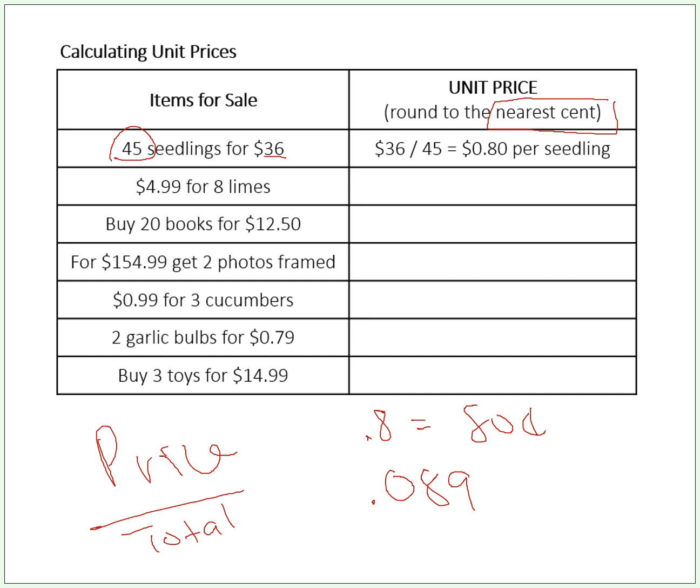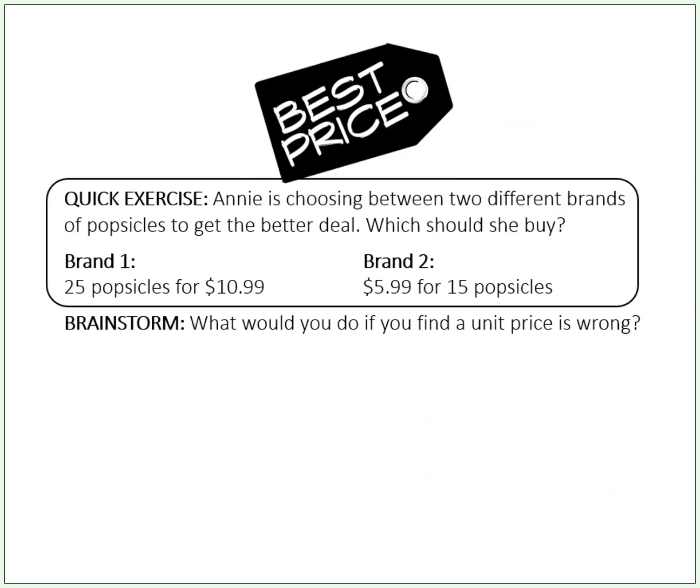0.089, this would become 9 cents. It would round up to 0.09. So just round it because we're dealing with money to 2 decimal places. And complete your chart, price divided by total number of units. There's a lot of work, like exercises in this packet. So work through your first quick exercise.